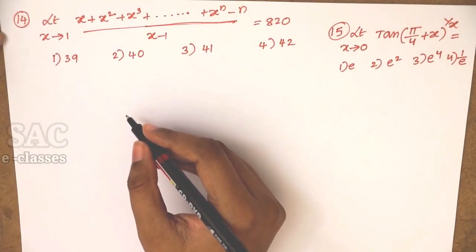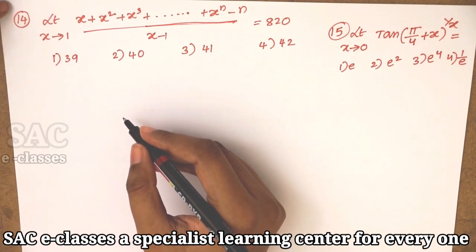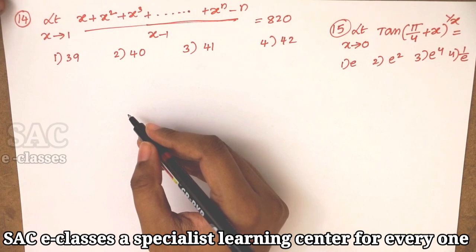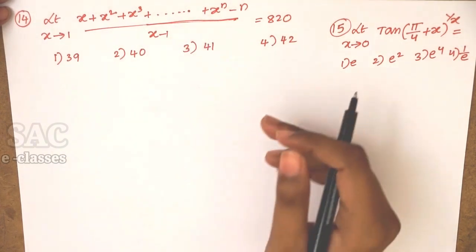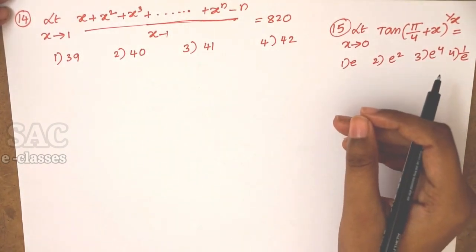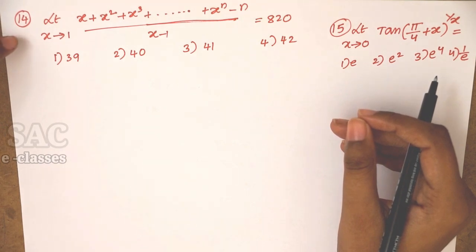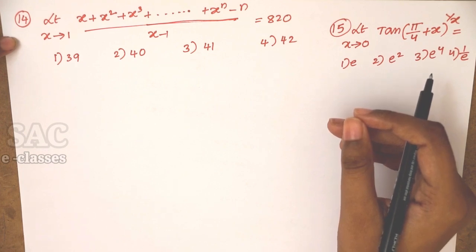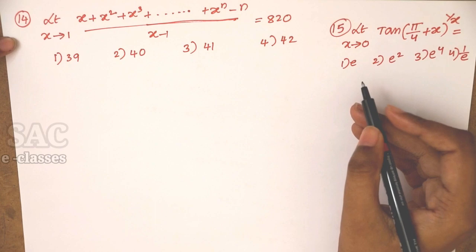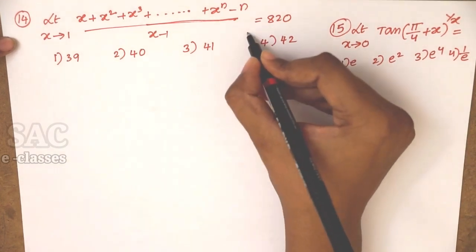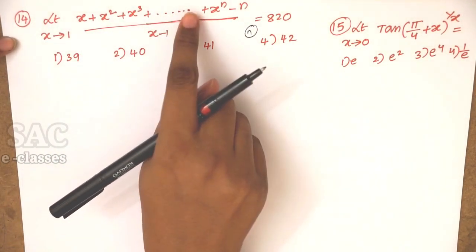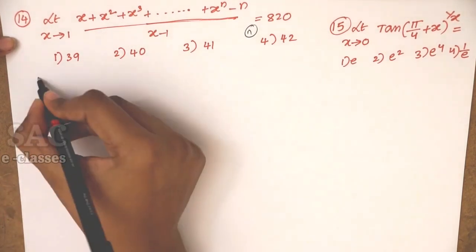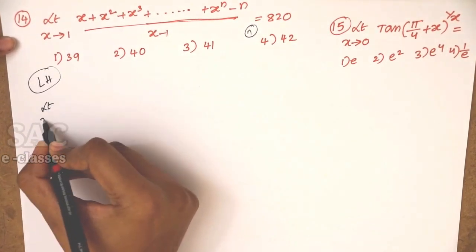This problem is actually from the September 2nd first shift of the recent JEE Main. Why I have chosen this one is to understand in what way you can solve these kinds of problems. Now look at the problem. Limit x tends to 1 of (x plus x square plus x cube and so on up to x power n minus n) by (x minus 1) is 820. Then calculate the value of n, they are asking. Obviously if you apply the limit you get 0 by 0 form. So let's go for L'Hospital. So limit x tends to 1.